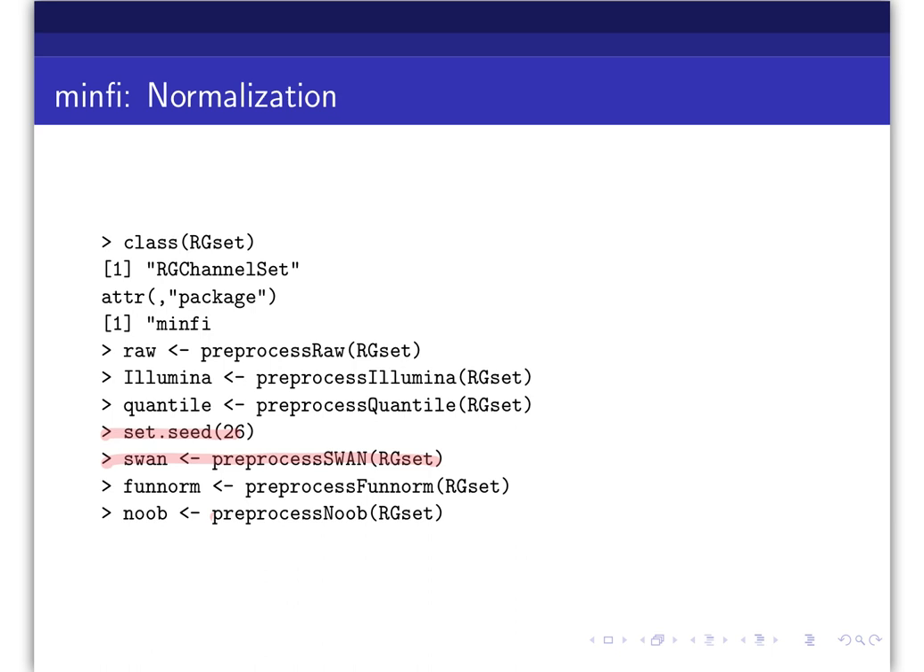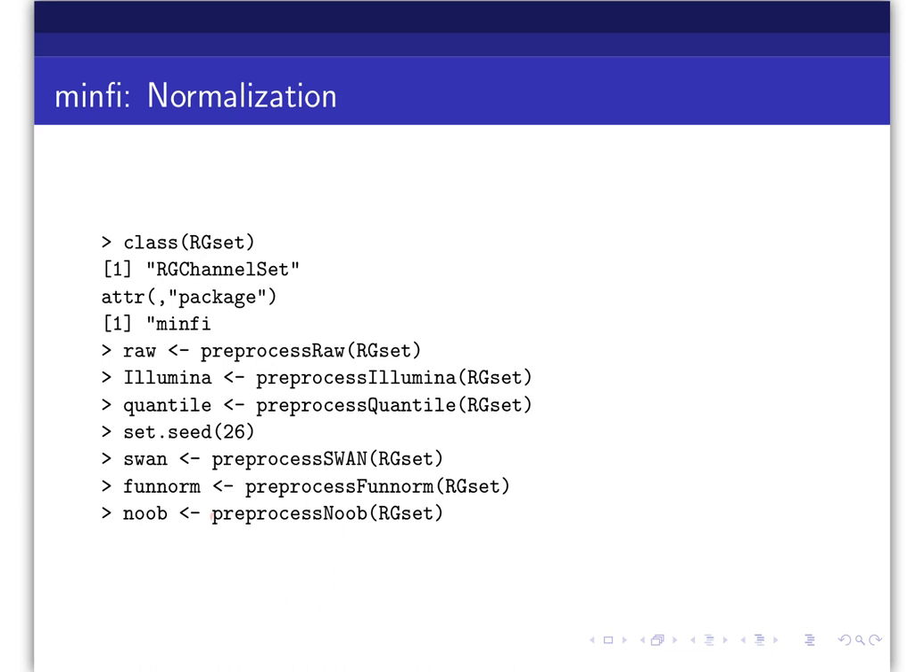Raw preprocessing means simply converting the red and the green channel intensities into methylated and unmethylated signals. Because SWAN takes a random sample of type 1 and type 2 probes when forming the normalization relation, it is a good idea to set the random seed prior to using SWAN normalization so that you will be able to reproduce your results.